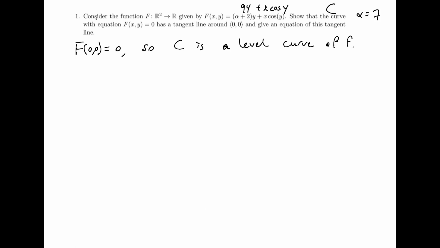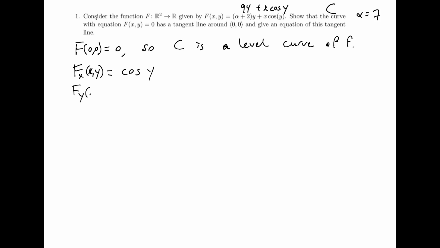And now that we have the level curve, we want to apply theorem 103, which will tell us that we have a normal, and therefore we will have a tangent line. But to apply this, we need to compute the gradient and to show that the gradient is non-zero. So let us compute the partial derivatives of f. If I differentiate with respect to x, 9y is a constant, so I get the derivative of x cos y, which is cos y.